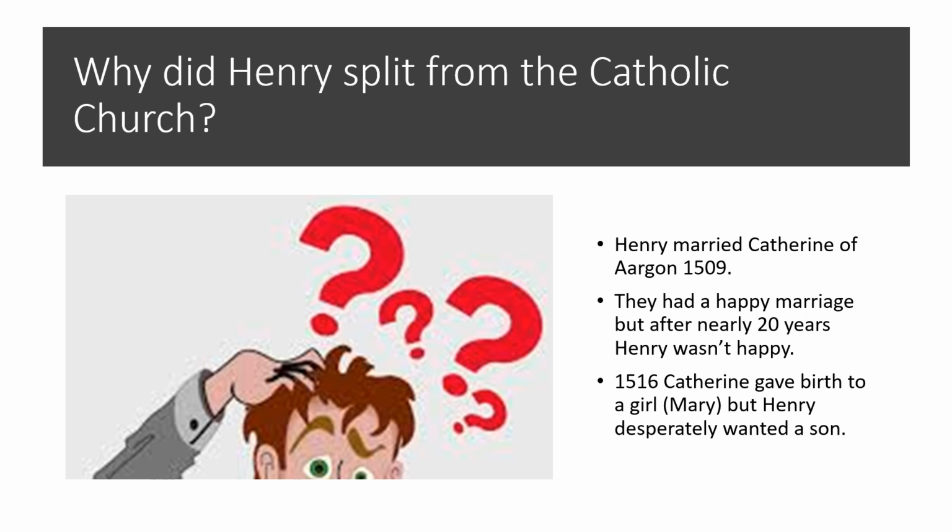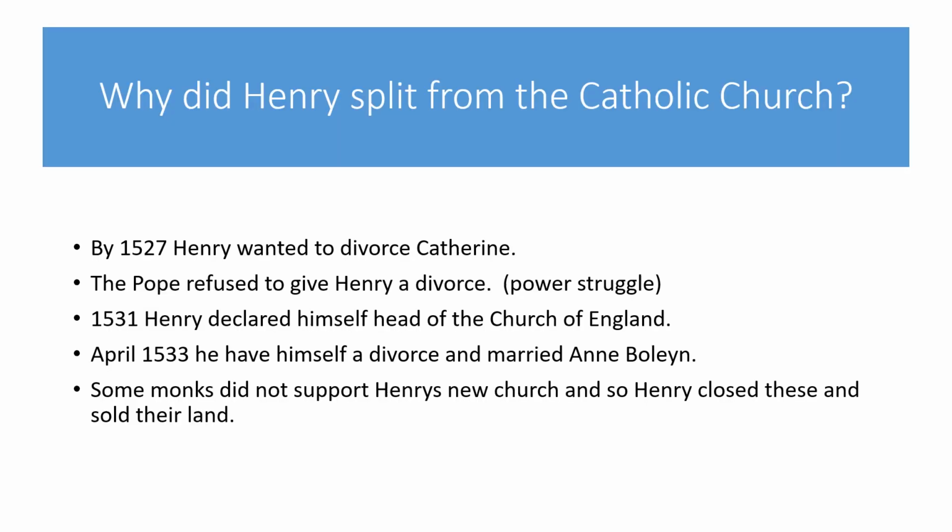Overall, Catherine gave birth to 6 children, but unfortunately the only one that survived was Mary, and this is where the cracks started to appear in their marriage. Henry wasn't happy. He wanted to divorce Catherine, because he thought, do you know what, she's a bit too old now, she can't give me a son, I don't want her, so I want to divorce her. Because he killed a few of his wives, but he wasn't always horrible.